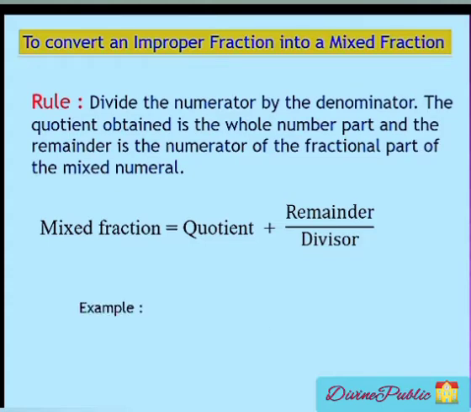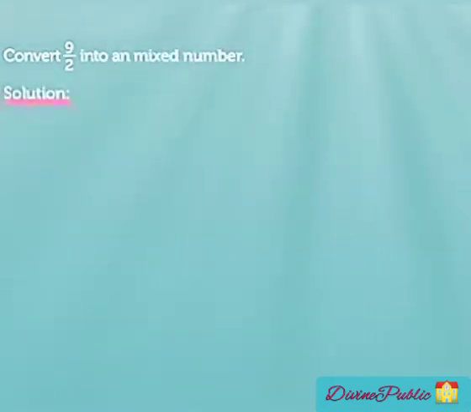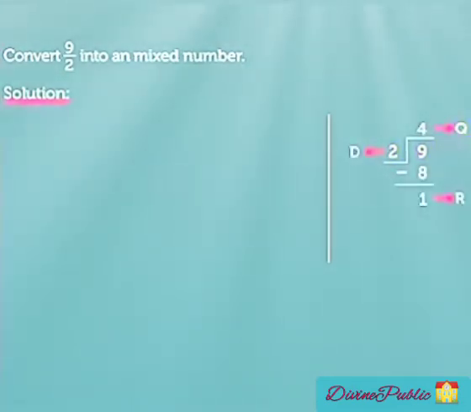Now, let us see the example. Convert 9 upon 2 into a mixed fraction. To convert into a mixed number, we divide the numerator 9 by the denominator 2. After dividing, we get the quotient as 4 and the remainder as 1.